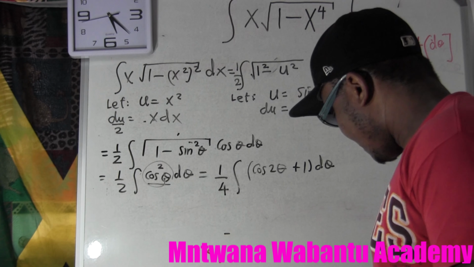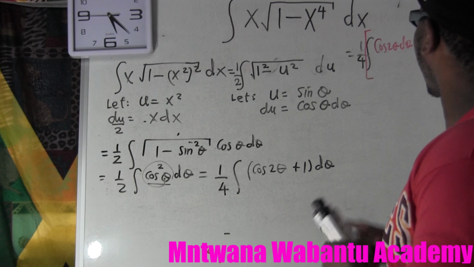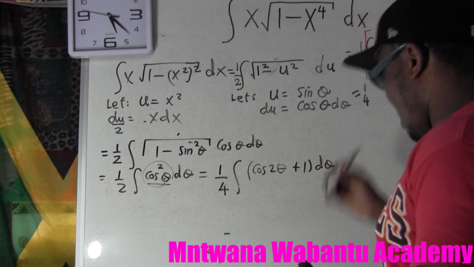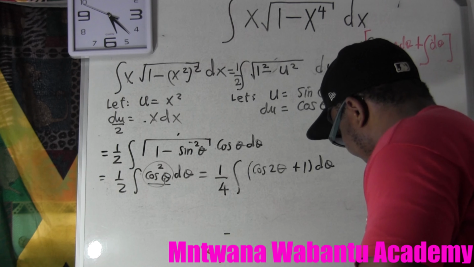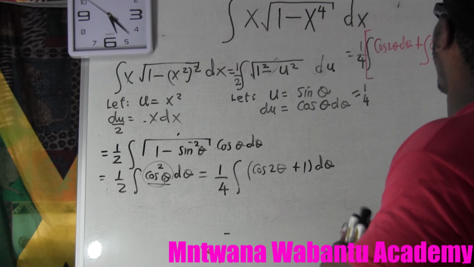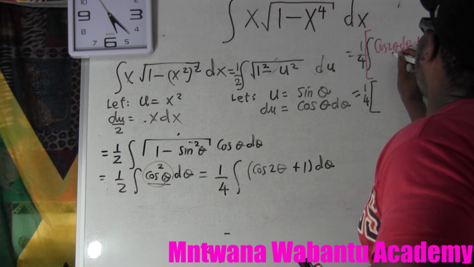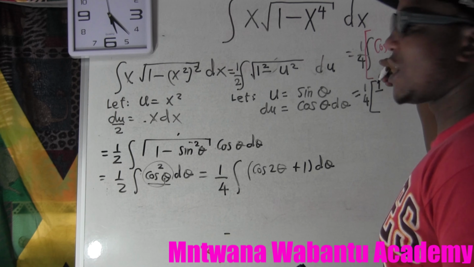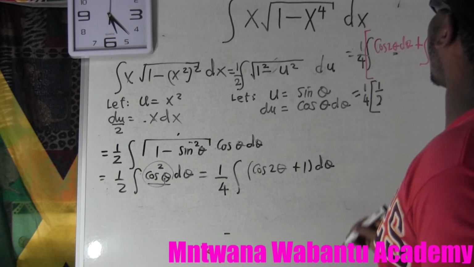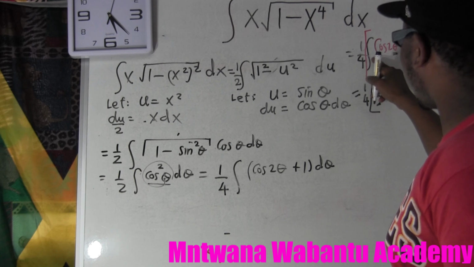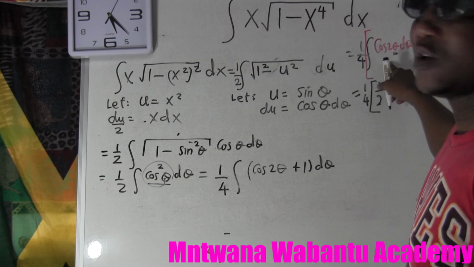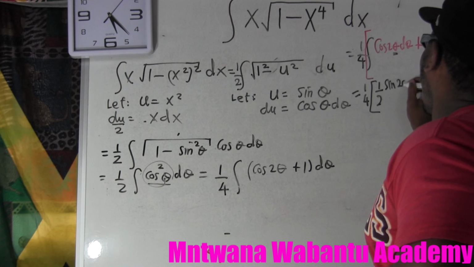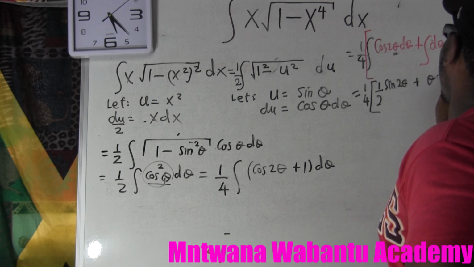The question is finished. So we're going to say here 1 over 4 equal... Excuse me guys, my pen is just embarrassing now. Okay, 1 over 4. Now integrate this: when you differentiate 2 theta, you get 2, so write your 2 behind. And when you integrate cos 2 theta, you get sine 2 theta, and then plus, this is going to give you theta.